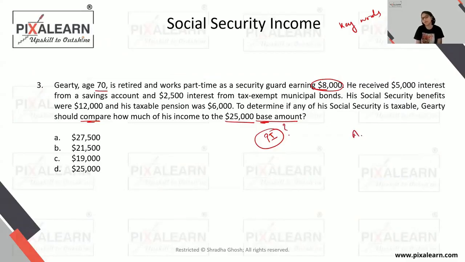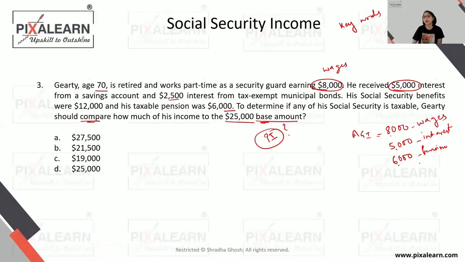So what I do, I start with AGI. I take all the taxable income. So this is his wages, compensation income of 8,000. This is his interest, which is going to be taxable. This is tax exempt, you're not going to take it. And this is his pension. So 6,000 is pension. So this is pension, this is interest, and this is wages. I'm going to add this up, and this is 19,000. And this is his AGI.